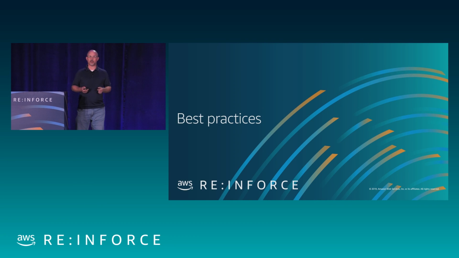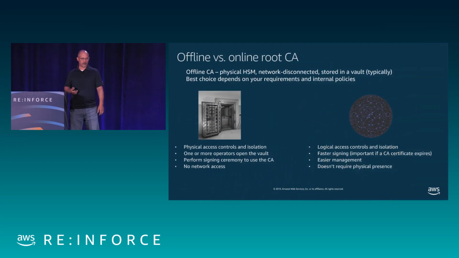So some security best practices, again, unless you know better ones, these are things that we've found in our environment at Amazon and from talking to customers that are best practices. Okay, so the most controversial one here, I think, at a security conference, is to challenge the notion of having an offline CA versus an online CA.